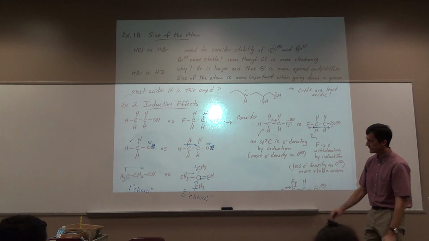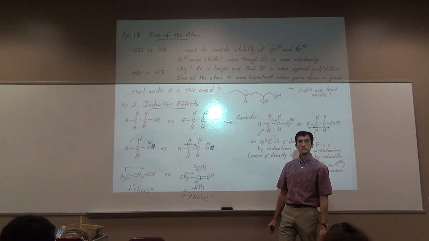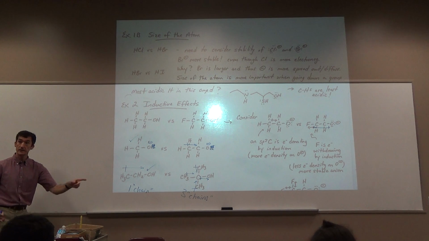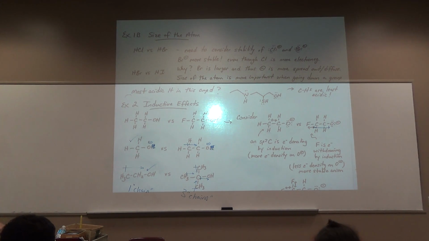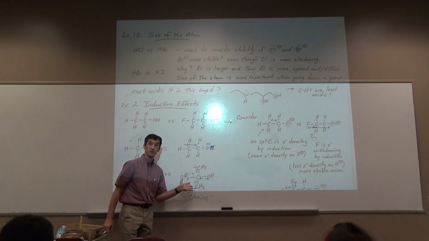So which one's more acidic? One chain. Yeah, 1 chain, because the 3 chains pushing destabilizes the minus. If you destabilize the minus, this is not going to want to become minus as much.